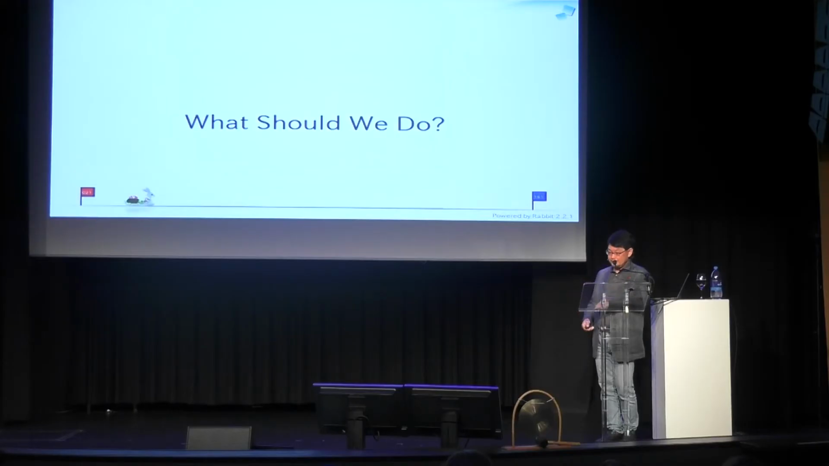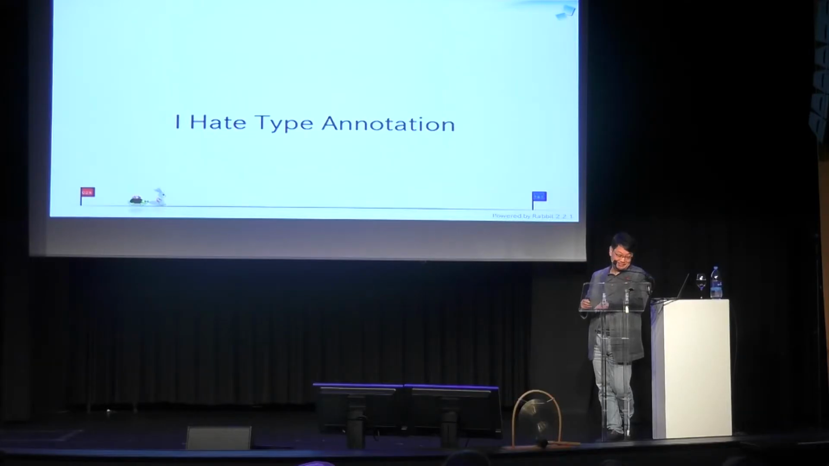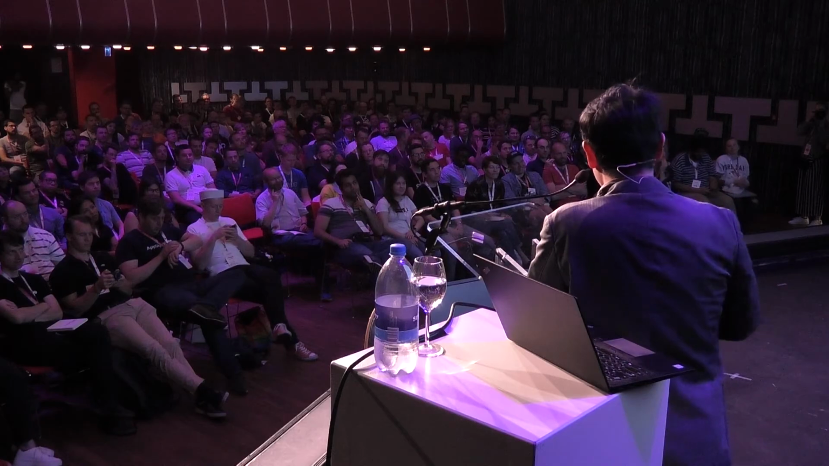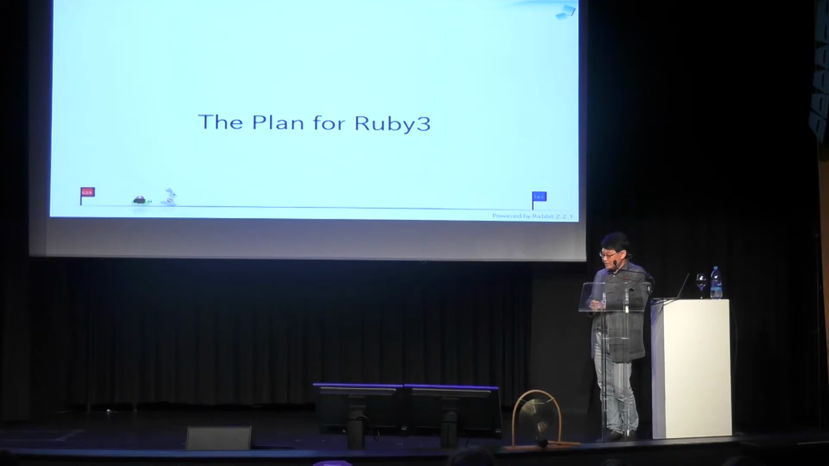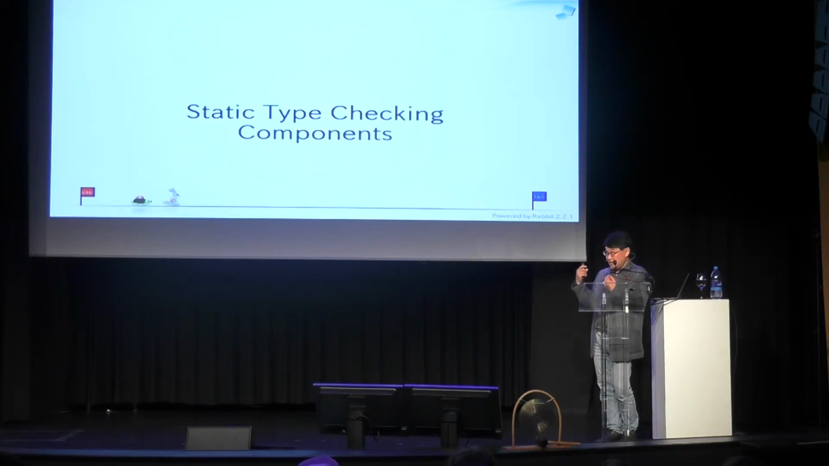Should the Ruby community add type annotations like the others, like PHP or Python? I don't think so. I hate type annotations because they're not DRY. We don't want type hinting in the language because it's not needed. The plan for Ruby 3 is static analysis of code, static type checking.